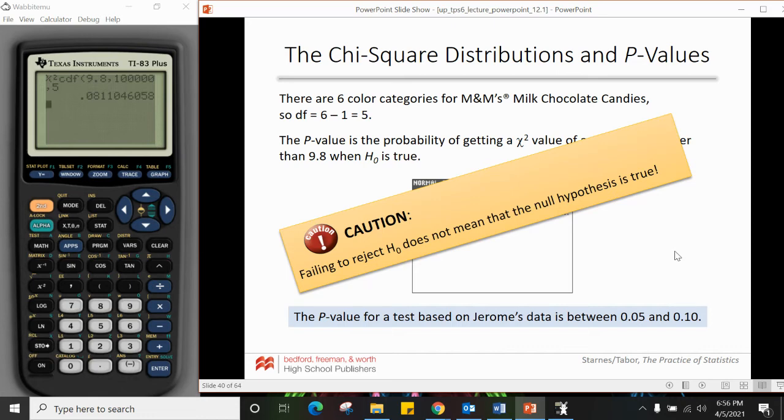And we go back to our little courtroom situation where you're never proven innocent, you are found not guilty. Same thing here. You don't know if the null hypothesis is true or not. You just know it is not false.